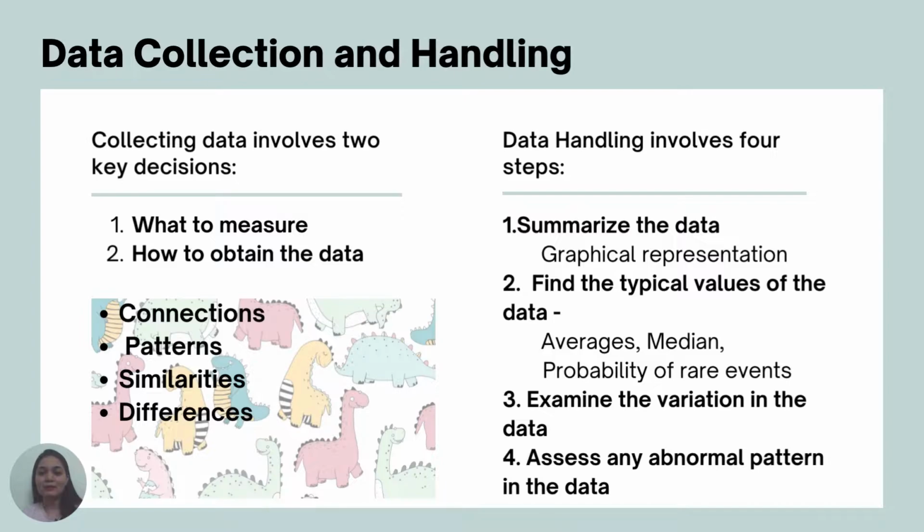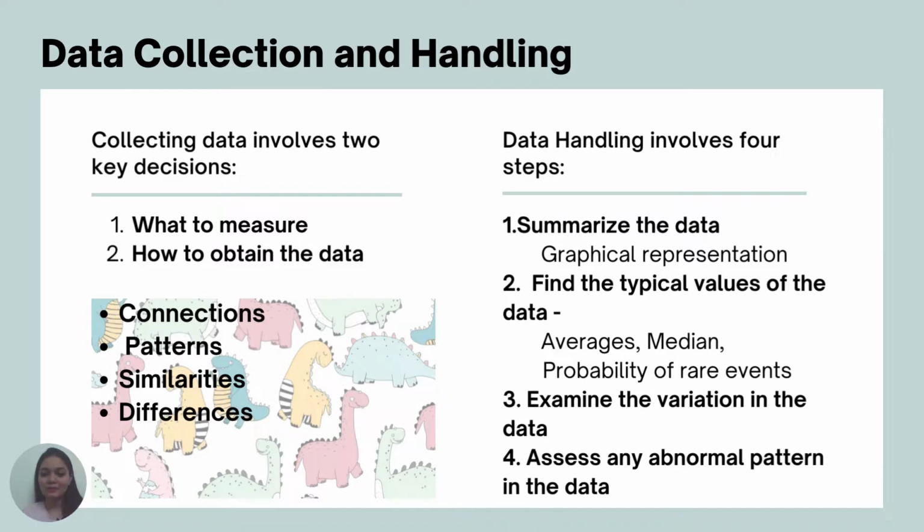Collecting data and handling data is another very important step that we go through once we have the data. Collecting data involves two key decisions. The first refers to what to measure. We need to identify the most relevant variables for the specific problem at hand. The second relates to how to obtain the data. An effective data collection procedure can greatly simplify the analysis and improve understanding of the population or process being studied.